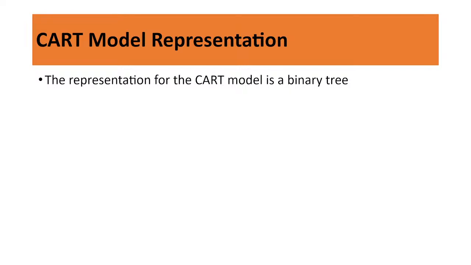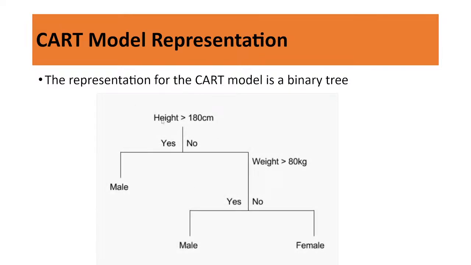And in this case the CART classification model is a binary tree. Suppose I put a condition like this: height greater than 180 centimeter, yes or no. If it is yes, then it will be male. If I get the result no, then it also checks the weight. Suppose weight greater than 80 kg. If yes, then male, and if no, then female. So using this condition, I classify male or female.